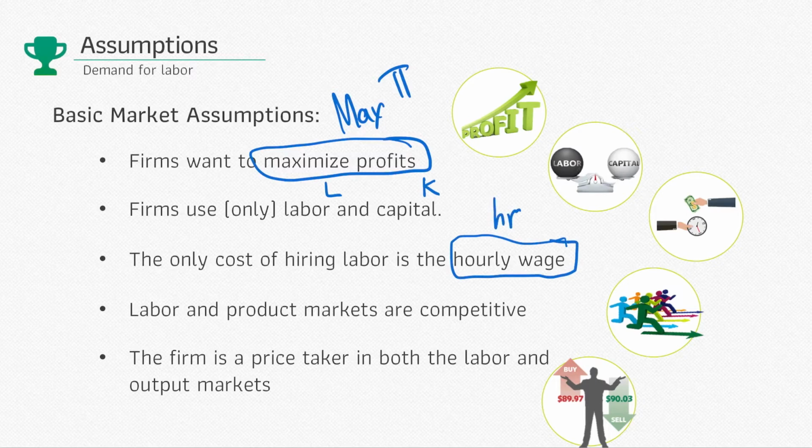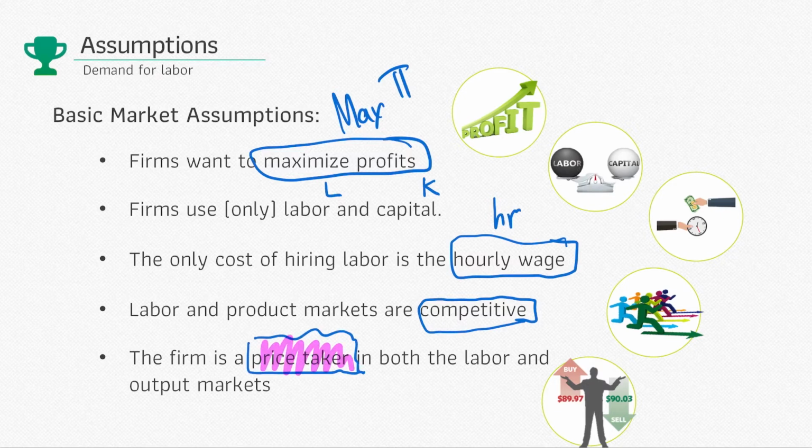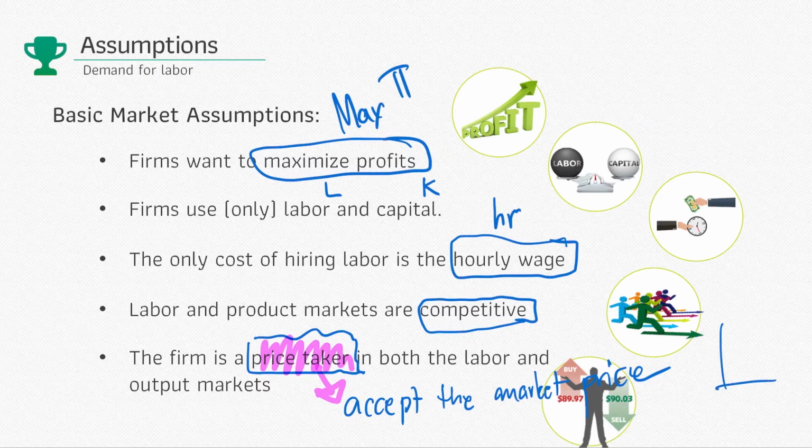And labor and product markets are competitive. This is a competitive market, not monopoly. And the firm is a price taker. What is it? They have to accept the market price from demand and supply. For instance, I will talk about it later on.